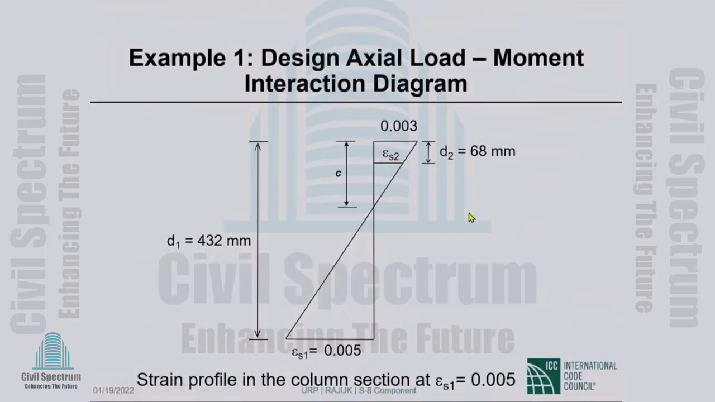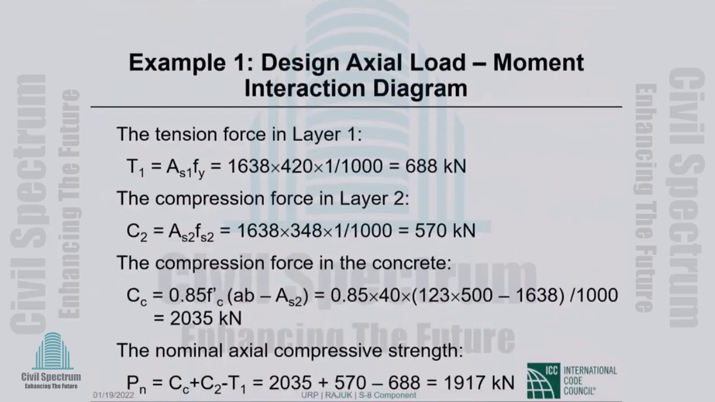The neutral axis depth is here. So 348 MPa. So the tension is, the 1638 is the area of the two bars, 420 is the yield strength. We have 688 kilonewtons of tension in the bottom bars. The compression steel force is the compression steel area multiplied by the stress. That comes to 570 kilonewtons. And the compression concrete force is 0.85 f sub c prime A B.